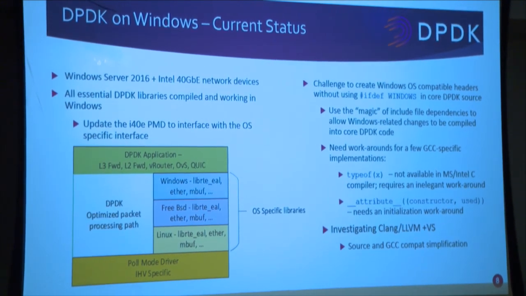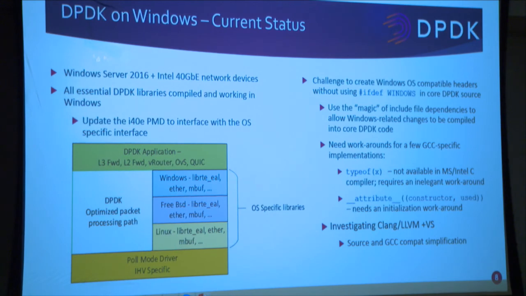So all the essential DPDK libraries are now compiling. There are, I think, 36 or 37 libraries. We have about 32 to 33 of them compiling and working on Windows now. There are a few stragglers, and new libraries keep coming up, so we have to catch up. That's why it's important to get us into the mainstream repo, so that we don't have to do this.